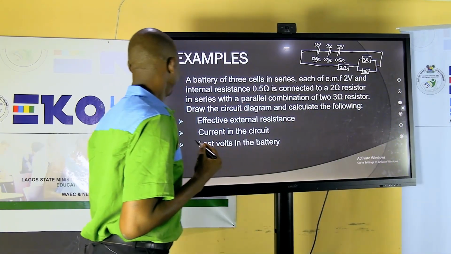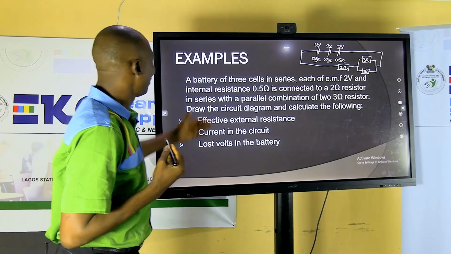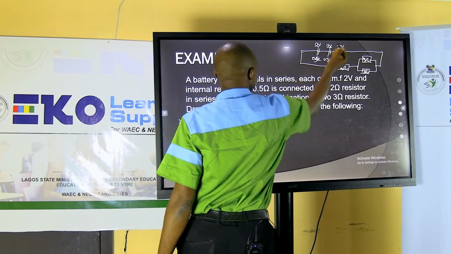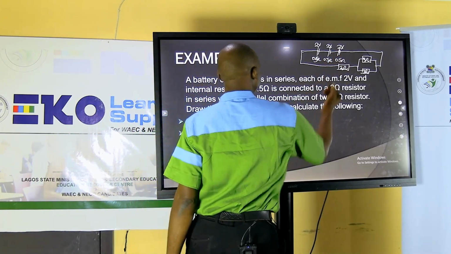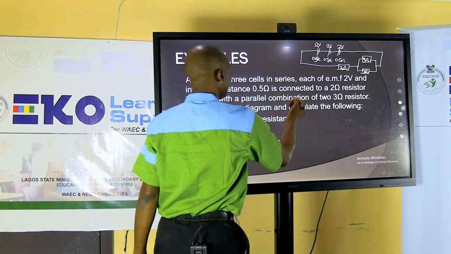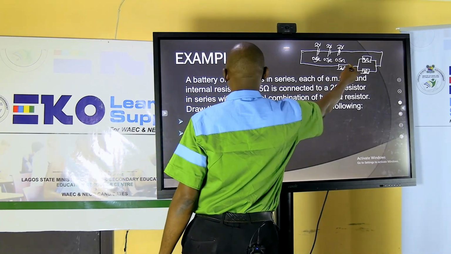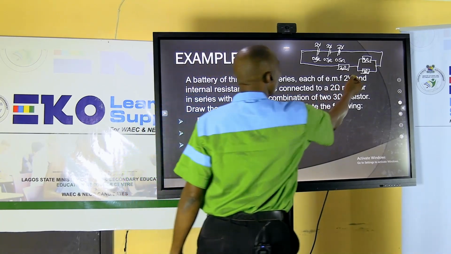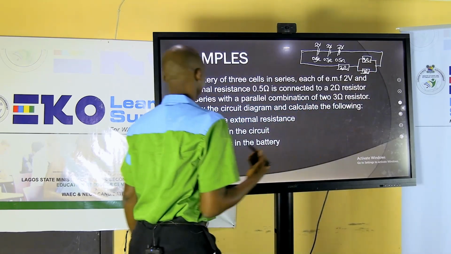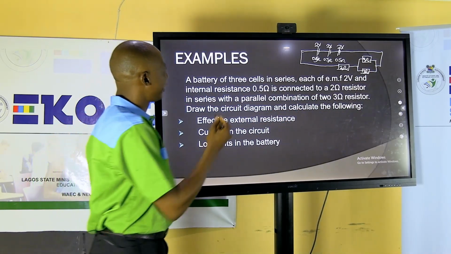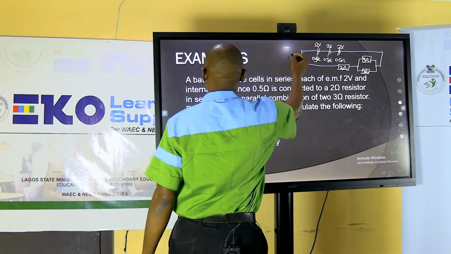Can you see a battery of 3 cells in series, each with EMF and internal resistance, connected to a 2 ohm resistor in series with a parallel combination of 2 3 ohm resistors? Draw the circuit diagram. That is the circuit diagram. I've done justice to that.